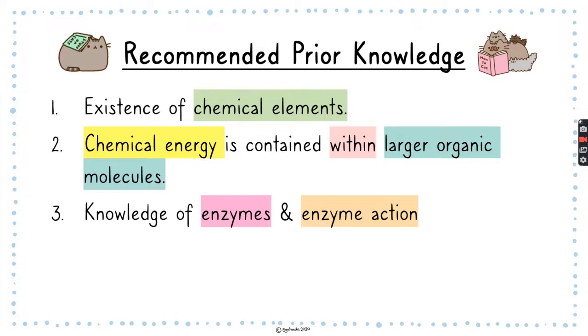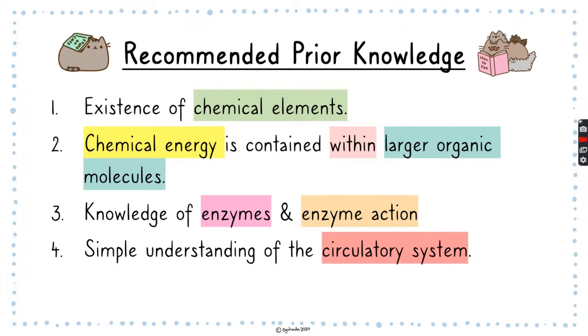You should also know a little bit about enzymes and how enzymes work, and have a simple understanding of the circulatory system from year 8. The circulatory system is a set of organs and tissues in your body that have a main purpose, which is to transport materials. And today we're going to learn about what kind of materials you are actually transporting throughout your body.